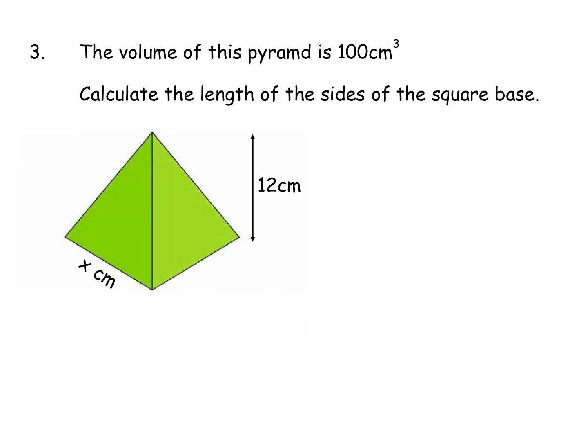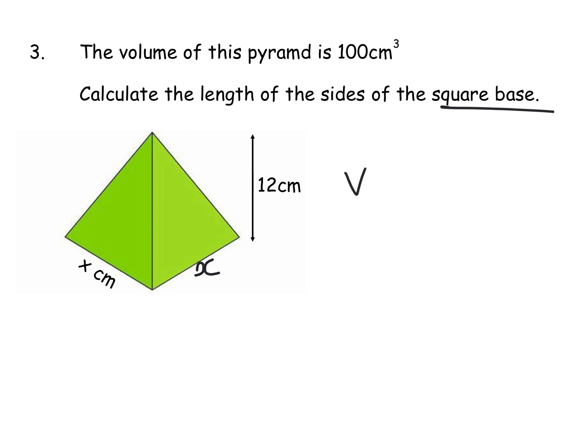The last thing to show you is what's called a reverse volume. Now this one's a bit tricky. This was looking for the missing sides. Now we've told you that it's a square-based pyramid again. So these two sides match. And we're told that the volume is 100 and we need to know what the missing sides are.